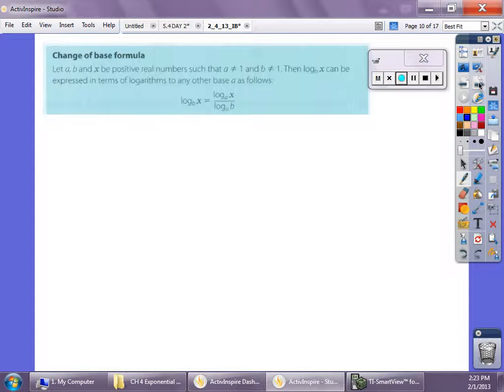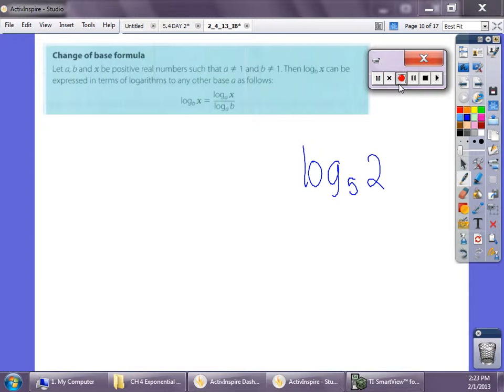Change of base is just a rule that we use in case you want to evaluate something like log base 5 of 2 in the calculator. All right, so log base 5 of 2 cannot actually go in the calculator. Your calculator really only does a base of 10. I heard rumors that the TI-84 Plus can now do different log bases, but I don't actually know if it's true or not. So that's where the change of base comes from.